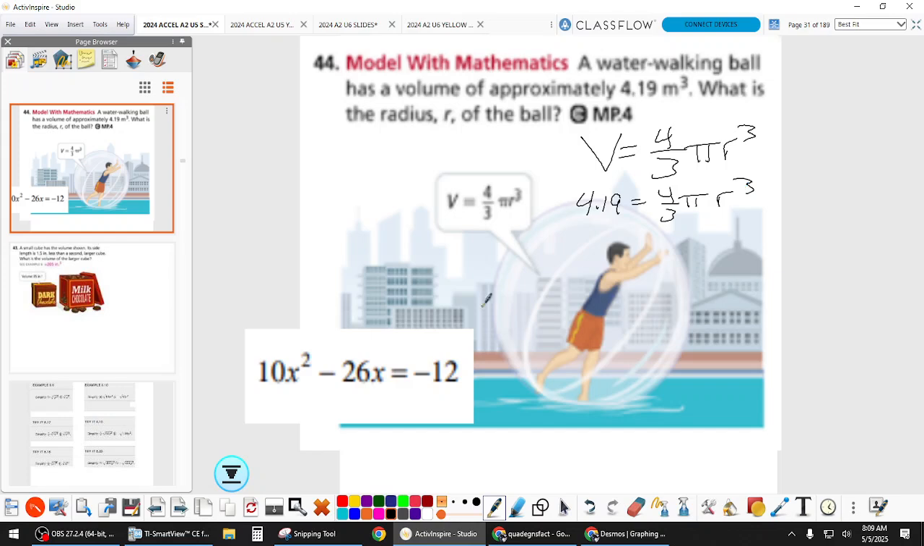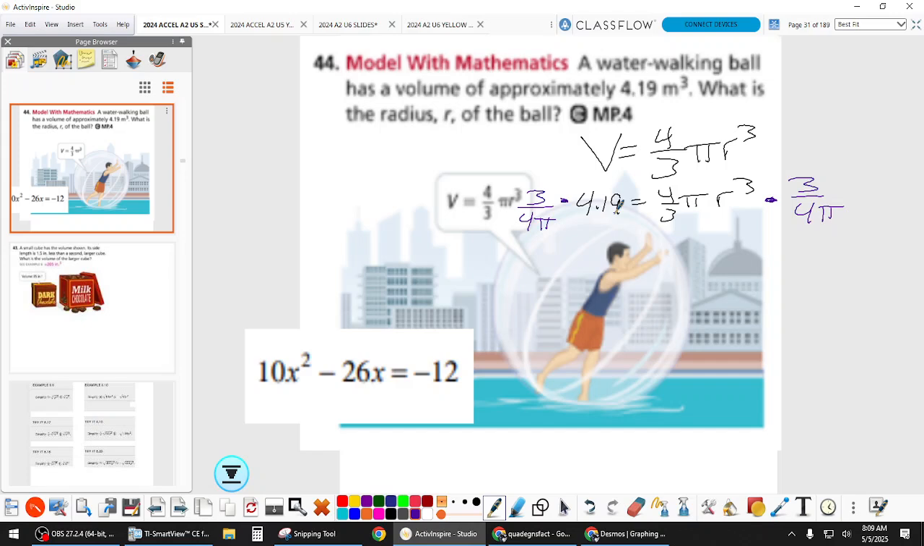Okay, so this should have been pretty fast to solve. But what should you do first? You can divide by... I wouldn't cube root yet. How about multiplying by 3 over 4 pi? Wait, why would you multiply? Well, because then it's easier to see the 4 and the 3 cancel on the right.